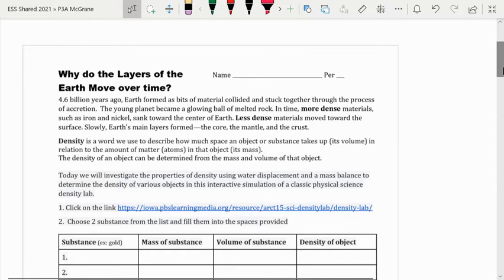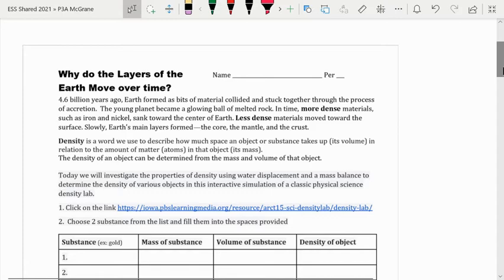Earth's main material layers formed the core, the mantle, and the crust. So we need to talk about this word density. And is density one of your vocabulary words? Density is a word that we use to describe how much space an object or substance takes up.